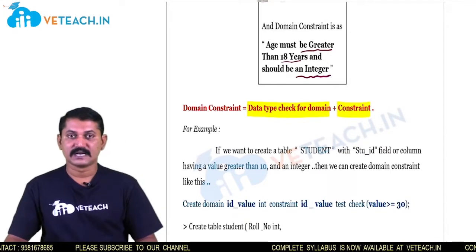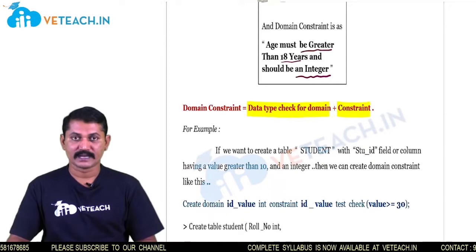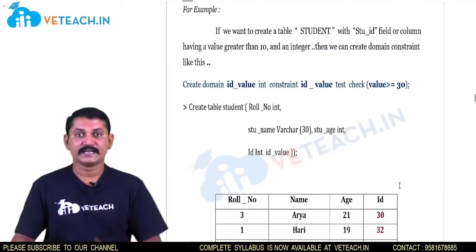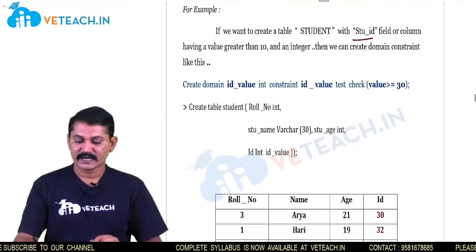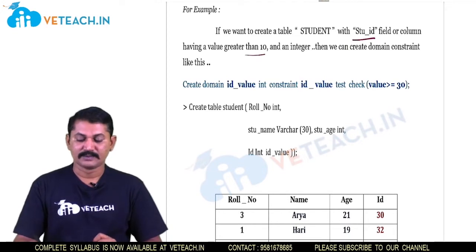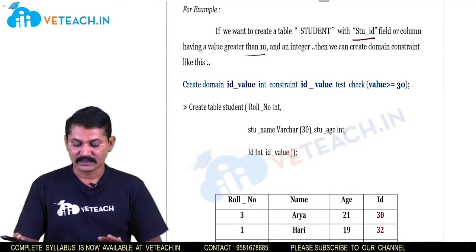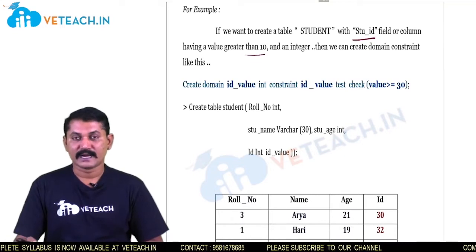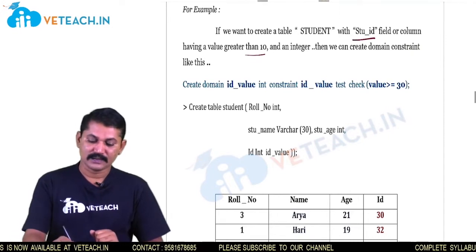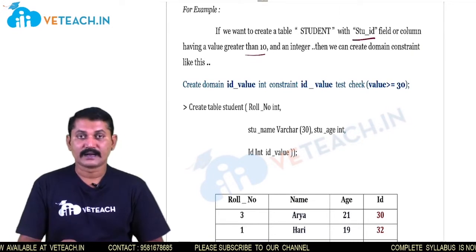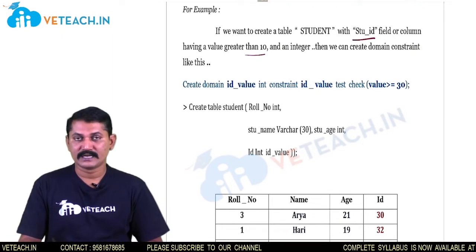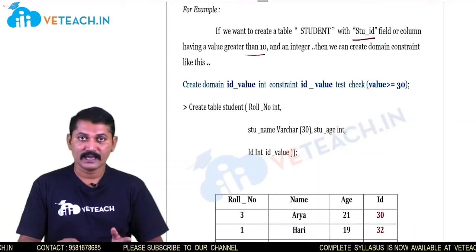Now we are going to study how we can define the domain constraint with an example. Please closely observe this one. If you want to create a student table with a student ID field, the column must have values greater than 10, that is, the student ID must have values above 10 and below 30, and they must be an integer. Observe how we are creating the domain constraint for the student table by defining the domain name also.